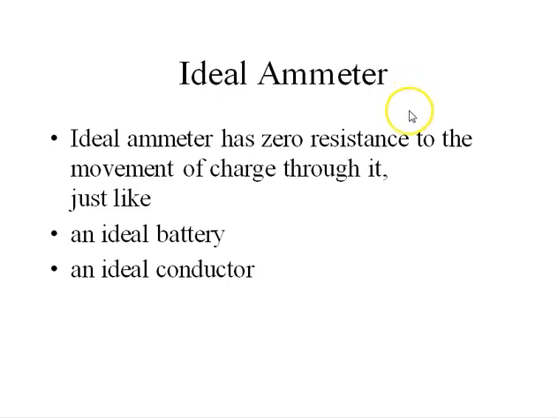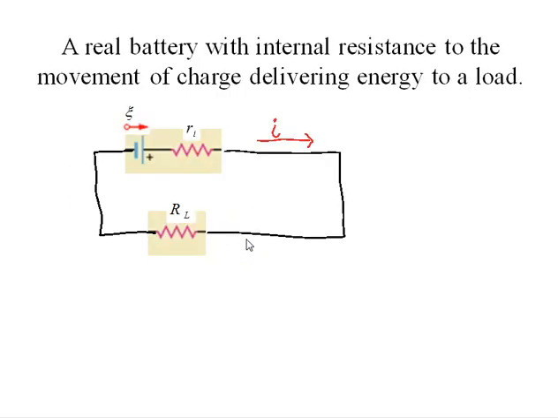So an ideal ammeter has zero resistance to the movement of charge through it, just like an ideal battery or an ideal conductor. A real battery has internal resistance to the movement of charge, and we represent that internal resistance as a resistor, so that the potential difference across the real battery from A to B, our V_BA, will be less than this EMF whenever there's current flowing, because there'll be some voltage drop across its internal resistance.